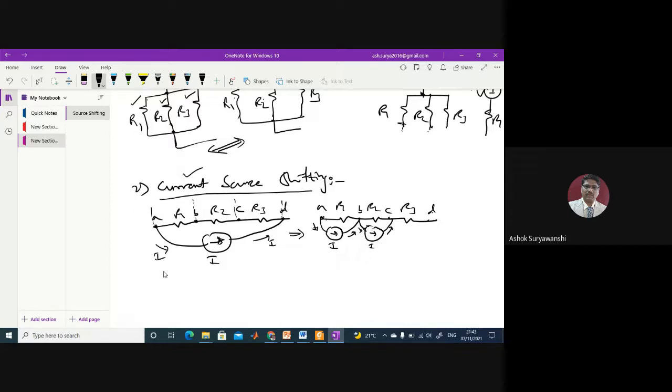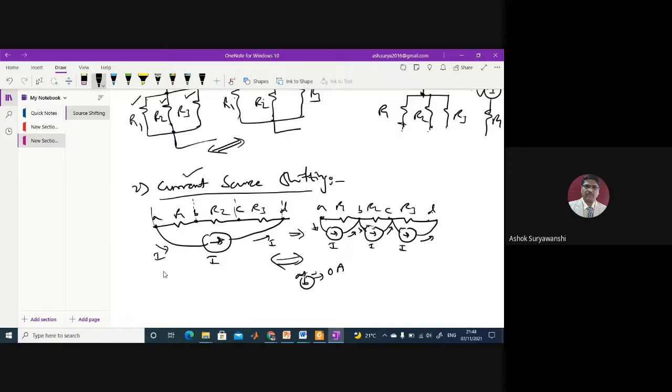Similarly, at C it is leaving the current I and entering at D with value I. So now these two are same. Why is it same? Because, as I said, in series the current remains same. So you can see here at A, current is leaving at A, that is I ampere, entering at B, I ampere, leaving at B, I ampere. So at B node it is 0 ampere.